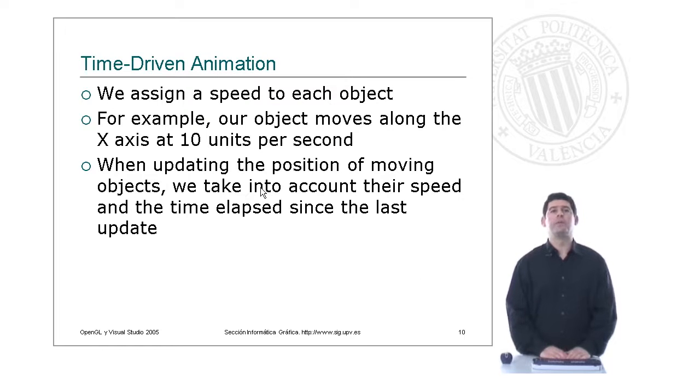To do that, we implement time-driven animation. We start by assigning a speed to each object. For example, we assume that our object moves along the x-axis at 10 units per second. Then, when updating the position of the moving objects, we take into account their speed and the time that has elapsed since the last update. So here we are going to take into account elapsed time and speed of the objects.